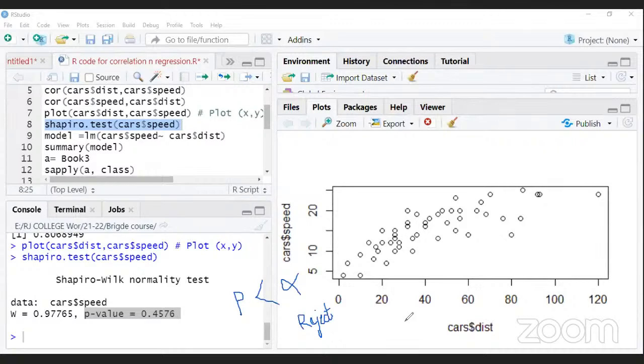Is that clear or not? Let me go to the chat box to see whether you understood the Shapiro test or not. Just type Y if you understood. If not, then write N. Go to the chat box, write down Y if you understood. Or if you want me to repeat the p-value and so on, then also you can. If you understood, simply Y. Otherwise, you may write it.